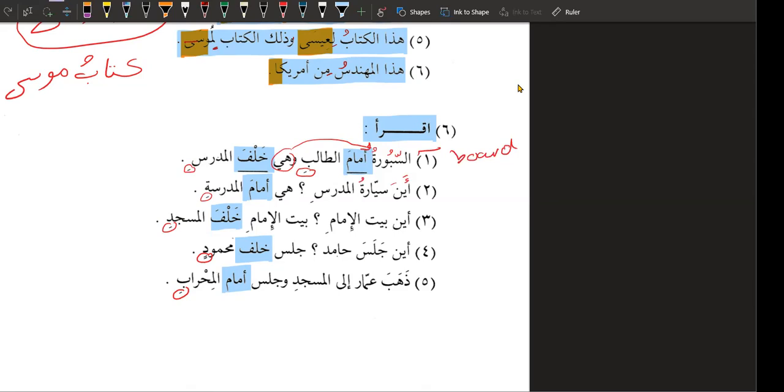القيوم. أين سيارة المدرس؟ هي أمام المدرسة. نعم. Where is the teacher's car? It is in front of, sorry, madrasa is school. The school. نعم. It's in front of the school. جيد. إسماعيل.